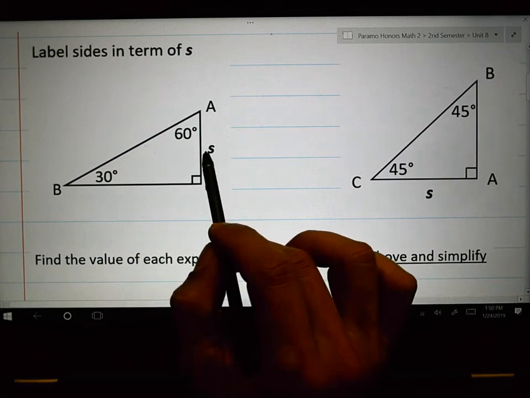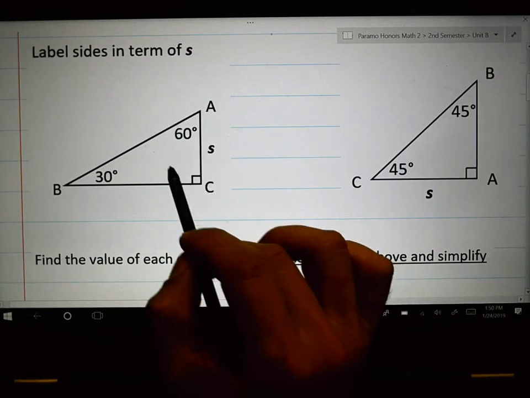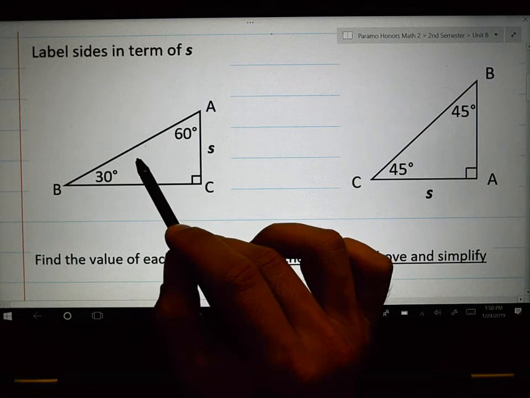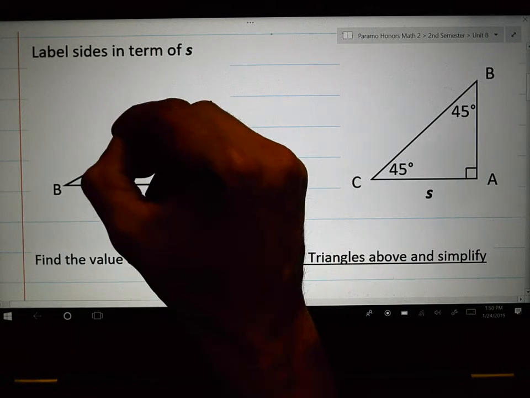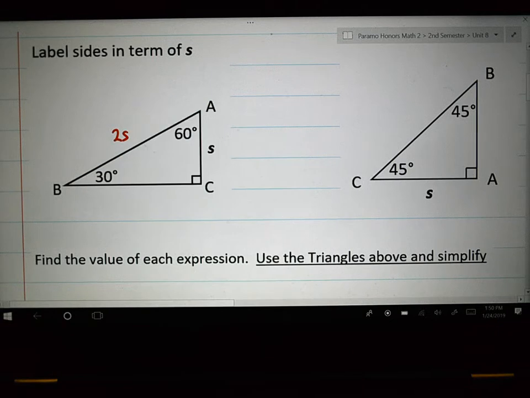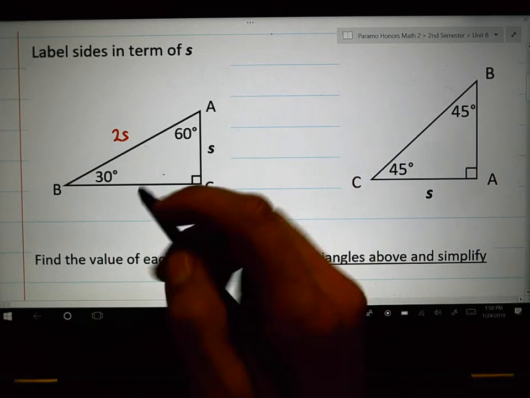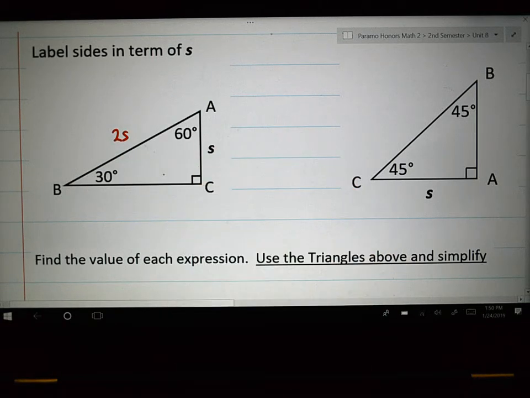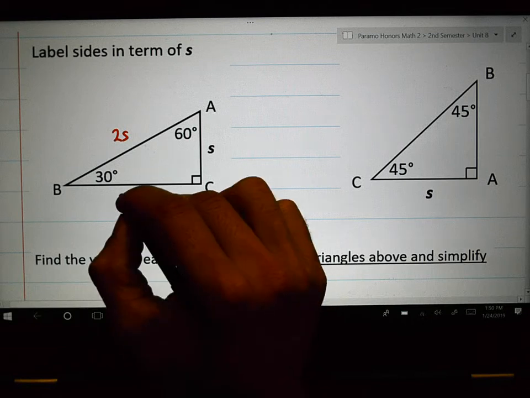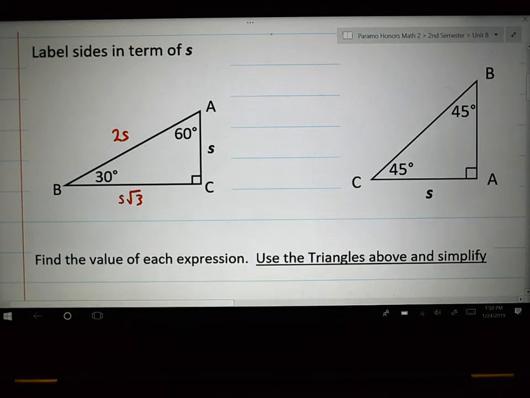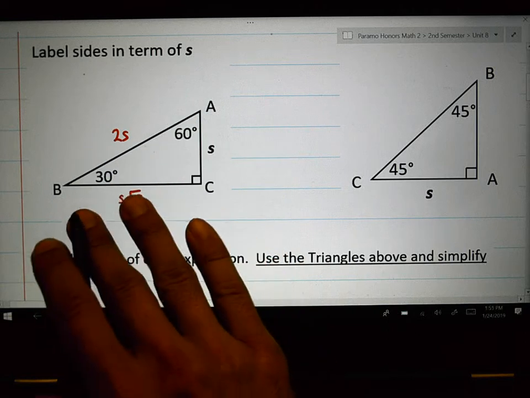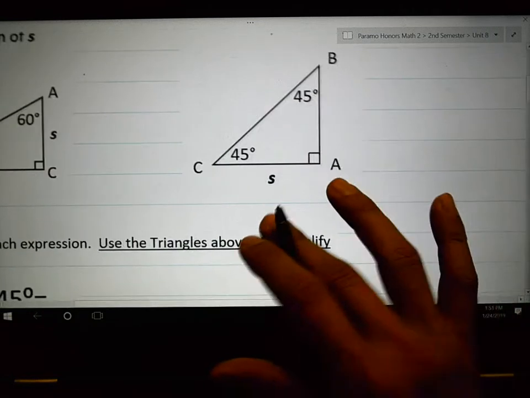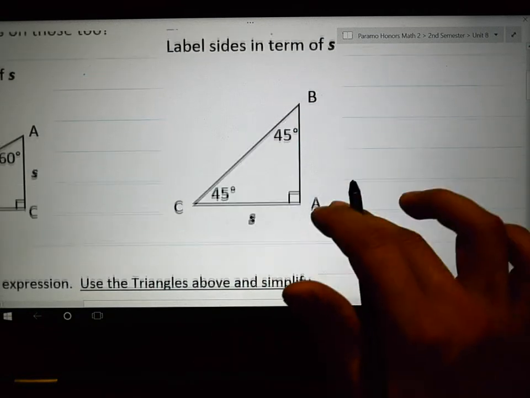Across from the 30 was S. Across from the 90, what would that be? Say that side out loud. 2S. I agree. I'm going to write that right there. And across from the 60 was something else. What was it supposed to be? Say it out loud. Thank you. So you're going to do that for number 1. And you're going to do the same thing for number 2.